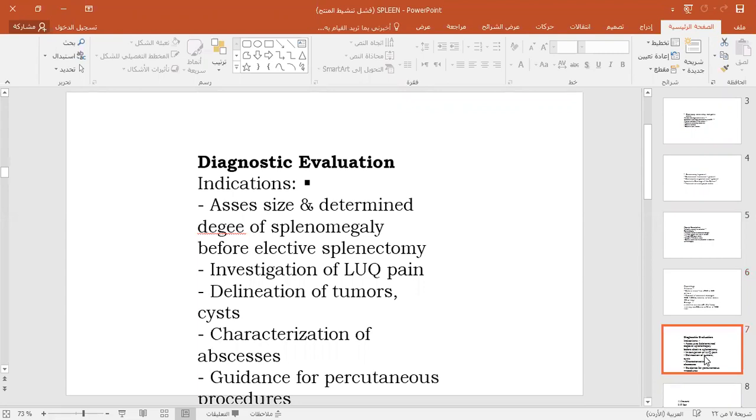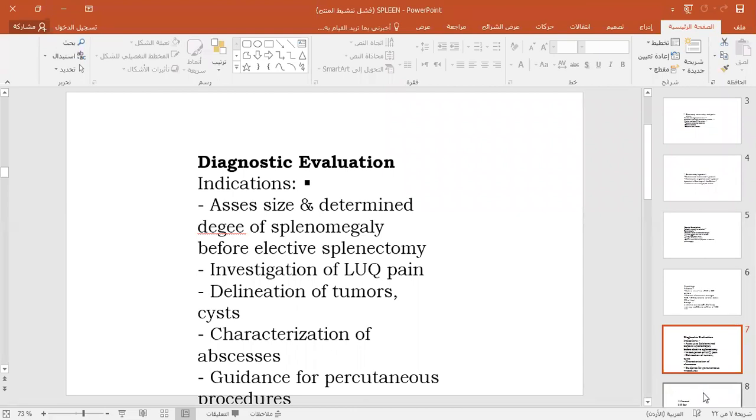Diagnostic evaluation of the spleen. Indications of this investigation: usually to assess size of the spleen and determine the degree of splenomegaly before elective splenectomy. Second, investigation of the left upper quadrant pain. Third, delineation of the tumor or cyst of the spleen. Fourth, characterization of the abscess. And the last one is guidance for percutaneous procedure.